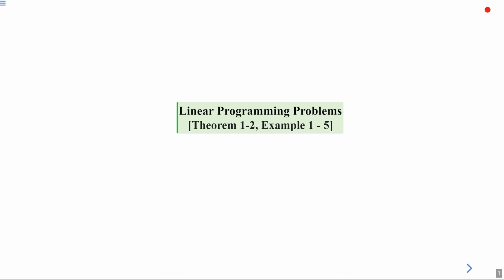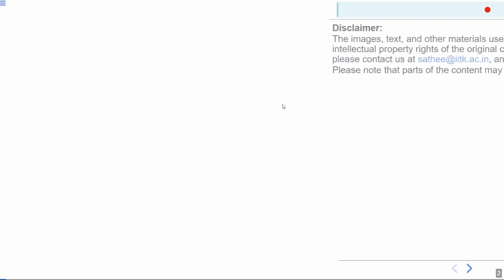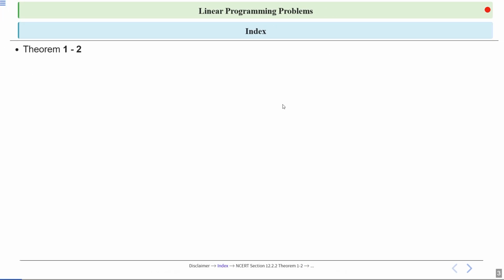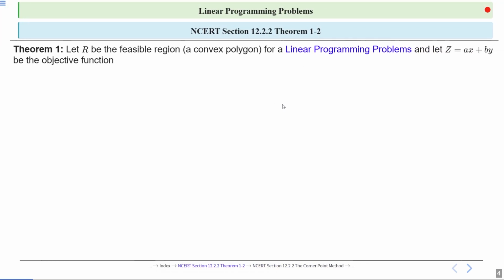In today's lecture we will discuss theorem 1 to 2 and then we will solve example 1 to 5. So let's get started. This is disclaimer. First we will see theorem 1 to 2. Then we will see some important remarks. After that we will solve example 1 to 5. So I hope you are with your notebooks and pens ready. So now let's start our discussion.